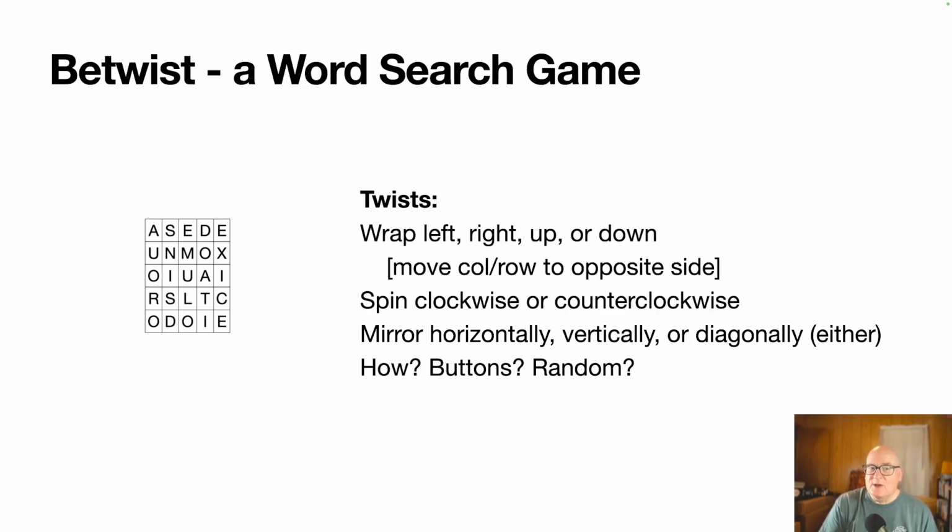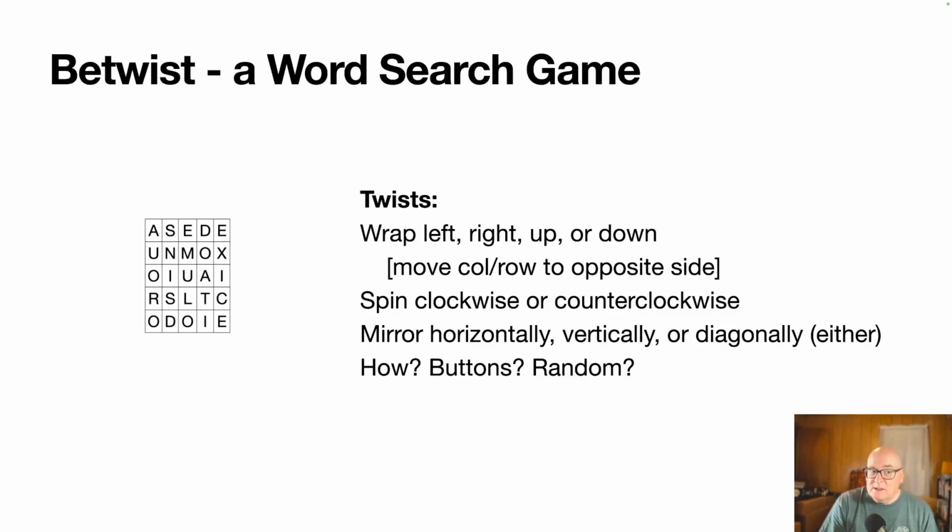My assumption so far is we're going to do these things I'm calling twists. And so I'm going to say we could do a twist so that ODOIE goes up to the top, or maybe a twist so ASCDE goes to the bottom. Either one of those would be fine. Same thing on the right. We can't grab something out of the middle, but we can move the rightmost or leftmost column or the top or bottom row.